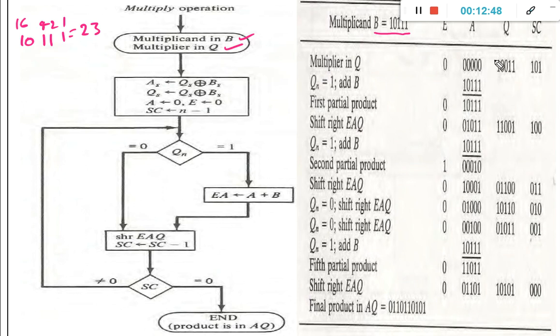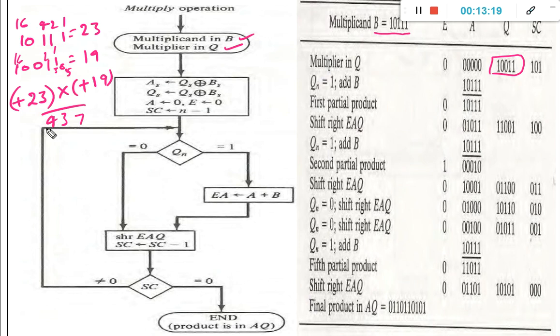Next, what is the multiplier? The multiplier is in Q, that is 10011. 10011 means 1, 2, 4, 8, 16, so it is 19. So we are going to perform multiplication of plus 23 into plus 19. What should be the result? 19 times 3 is 57, 19 times 2 is 38, so 437. We should get 437. So the final product here is 437 in decimal.